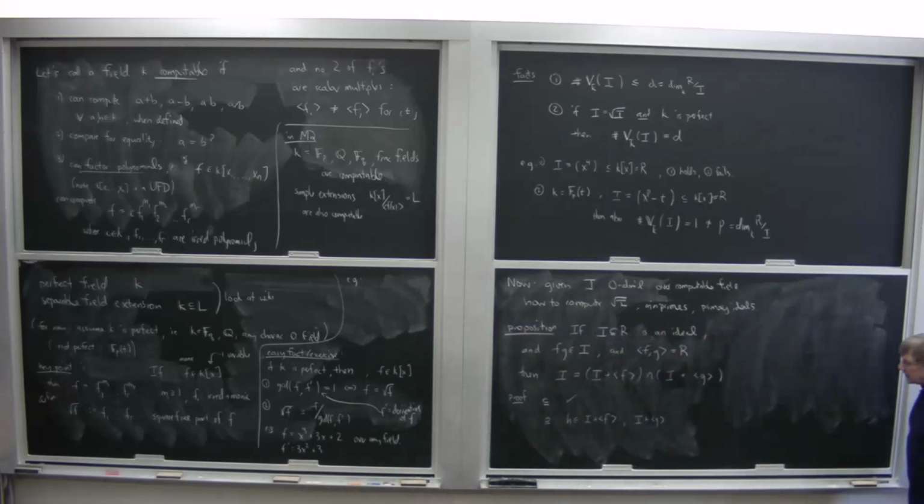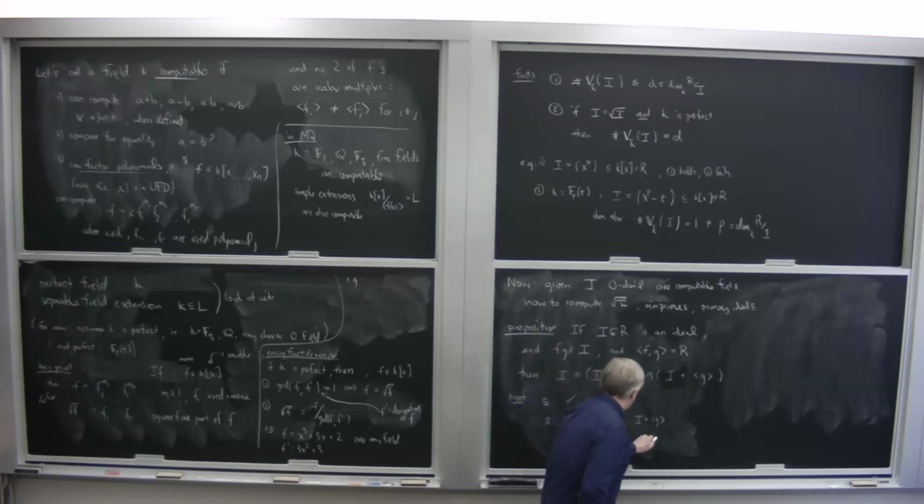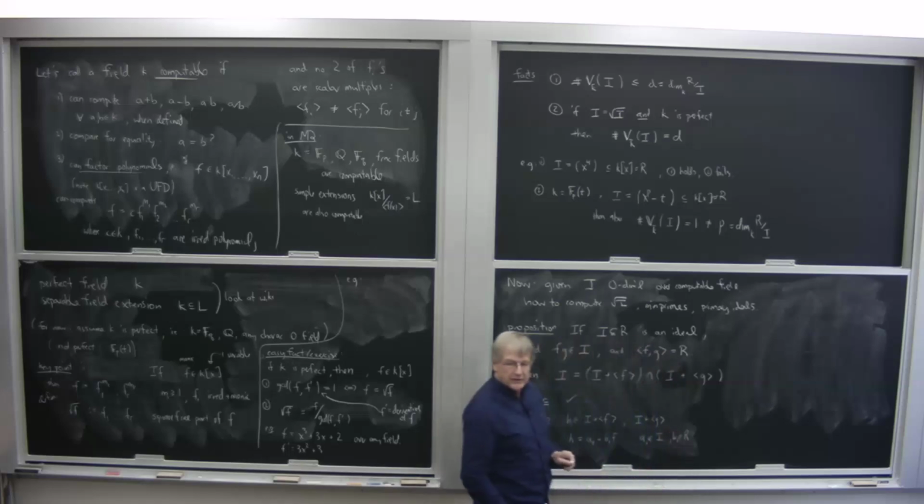Okay. So one way to say that is, well, it's in this. So it means A is equal to A1 plus B1 times F, where here A1 is in I and B1 is in R. This is a very general fact. This is for any ring.